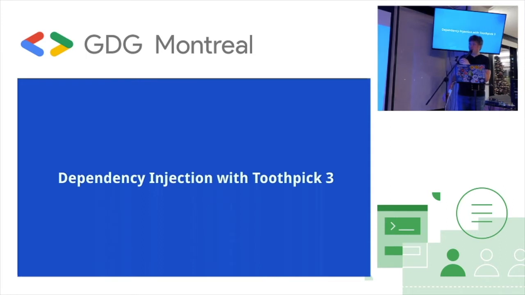Now, today we're going to talk about dependency injection with Toothpick 3. We use Toothpick 2 on our app at Shopify. I quite like it because it's a lightweight solution. And they came out with Toothpick 3, which has better support for Kotlin and all sorts of nice things. And we're going to look into that today.